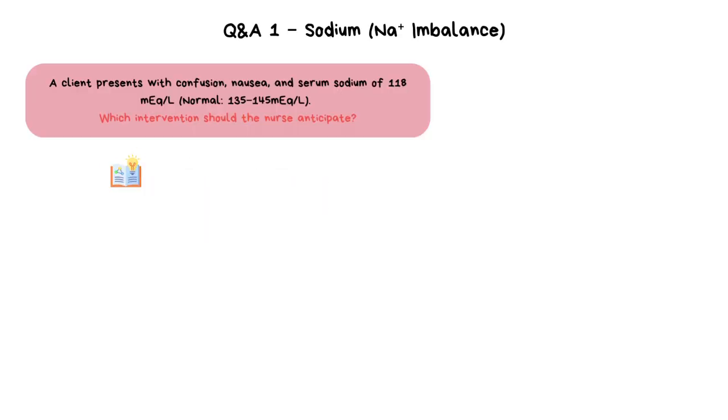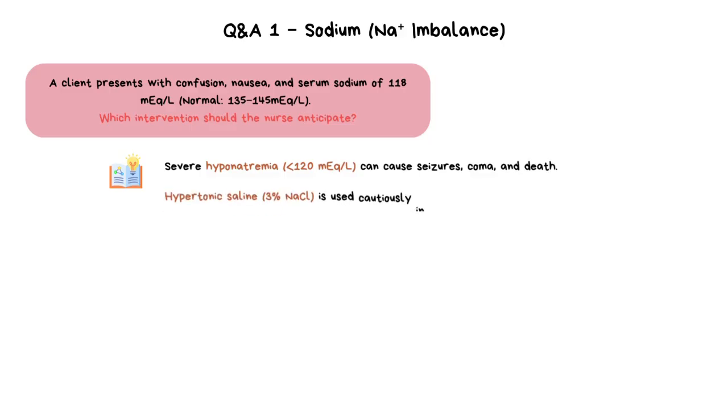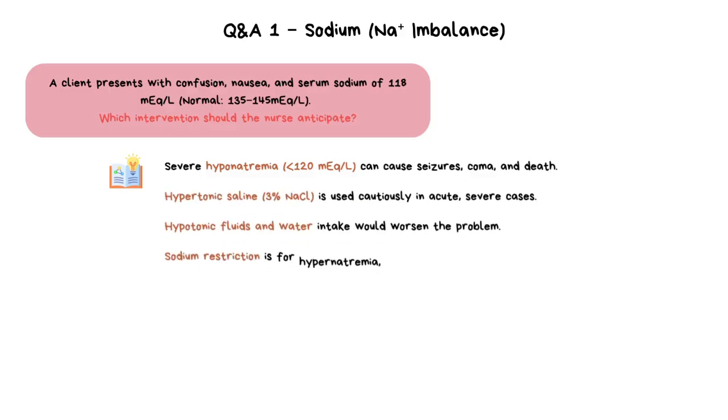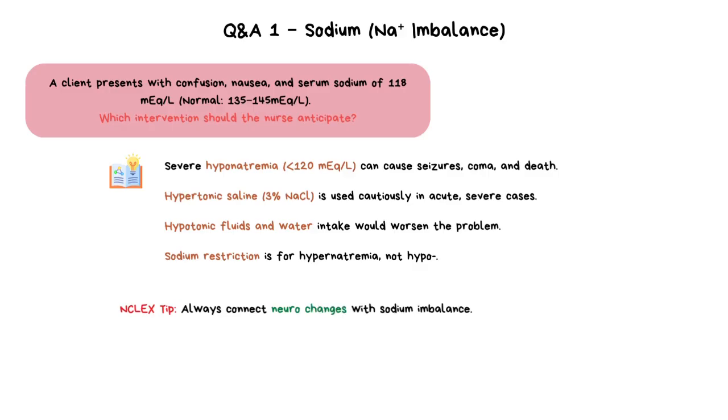Rationale: severe hyponatremia, defined as less than 120, can cause seizures, coma, and even death. Hypertonic saline, 3% sodium chloride, is used cautiously in acute severe cases. Why not the others? Hypotonic fluids and extra water intake would worsen hyponatremia. Sodium restriction is for hypernatremia, not hypo. NCLEX tip: always connect neurological changes with sodium imbalance. In hyponatremia, confusion and seizures are red flags requiring immediate intervention.